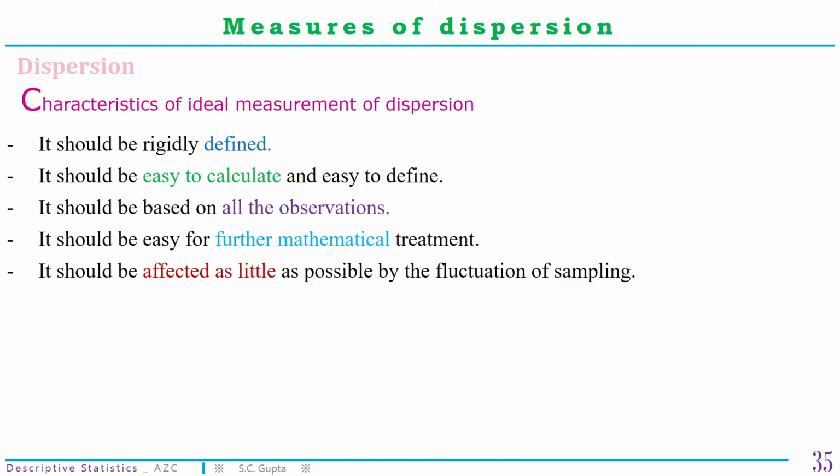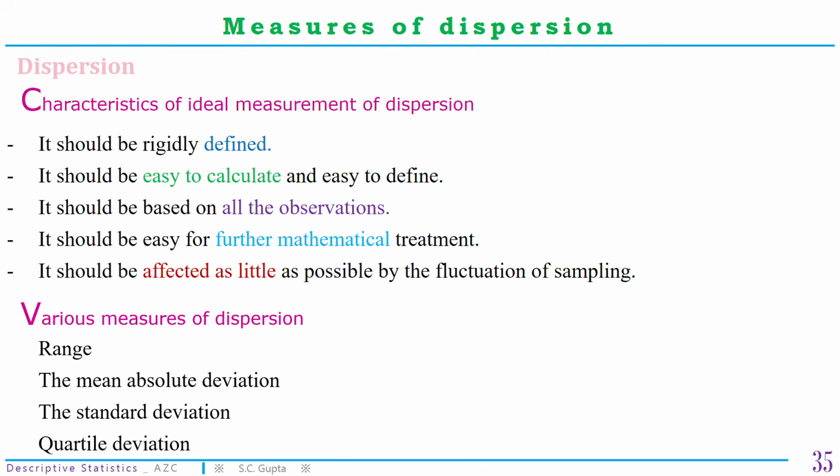Characteristics of ideal measurement of dispersion. It should be rigidly defined. It should be easy to calculate and easy to define. It should be based on all the observations. It should be easy for further mathematical treatment. It should be affected as little as possible by the fluctuation of sampling. Various measures of dispersion: range, the mean absolute deviation, the standard deviation, and quartile deviation.